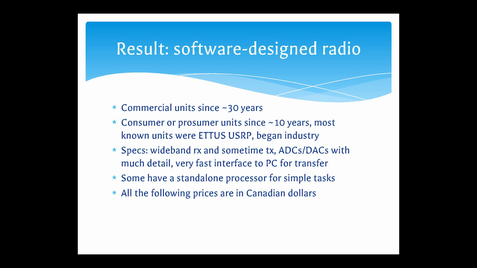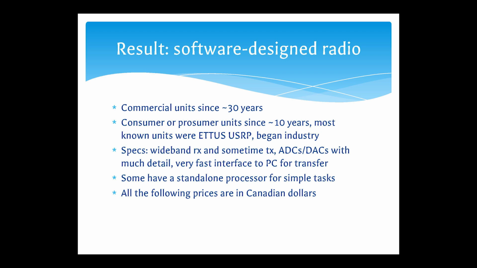Commercial units have been sold for thousands, tens of thousands of dollars for 30 years. But recently we started seeing consumer or prosumer units in the last 10 years. The Ettus USRP is one of the most known ones. So these devices are really wideband. They can receive a wide variety of frequencies. And except for the very basic one, they can also transmit a very wide variety of frequencies.